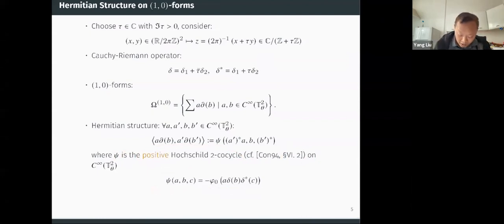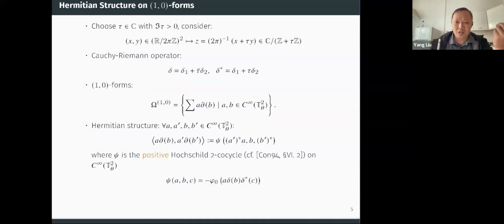Here the positivity just means that using this cocycle, if you define this inner product on elements like that, this inner product should be positive. That's the definition of the positivity of the Hochschild cocycle, in this way. So it corresponds to Masu's talk.